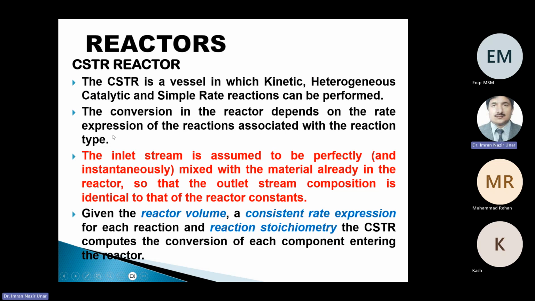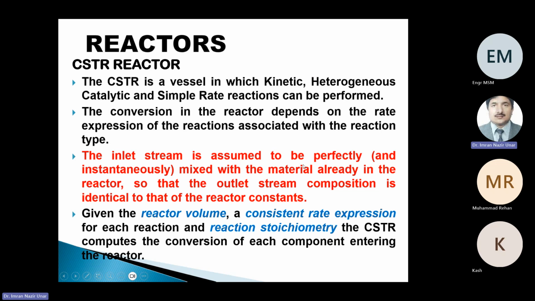Then CSTR, continuous stirred tank reactor. This CSTR is a vessel in which kinetic, heterogeneous, catalytic, and simple rate reactions can be performed. The conversion in the reactor depends on the rate expression of the reaction associated with the reaction type. Now you need to define the proper kinetics. In kinetics, you need to define the rate expressions or rate parameters like Arrhenius factors like activation energy and Arrhenius constant.